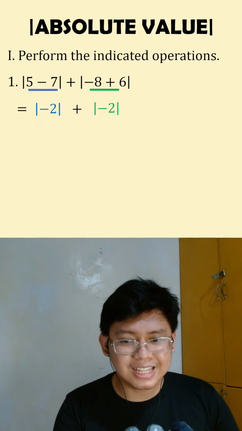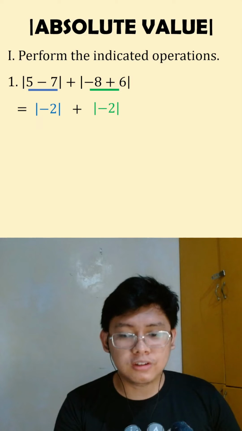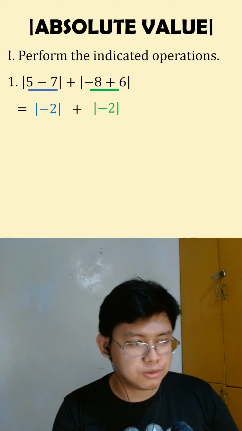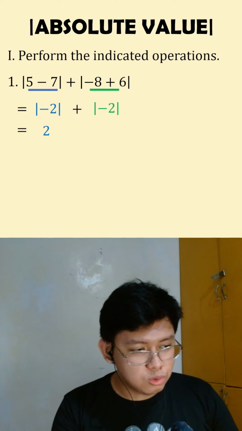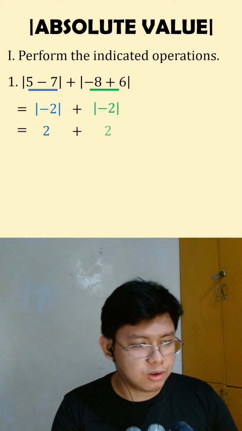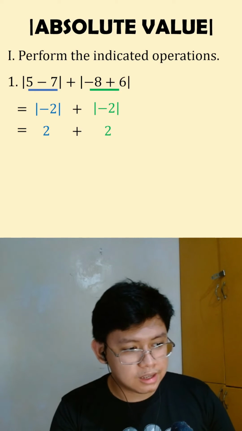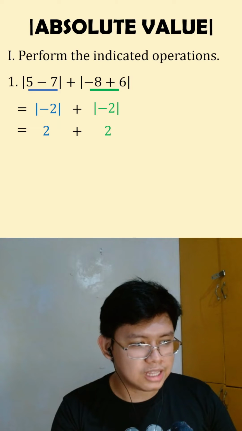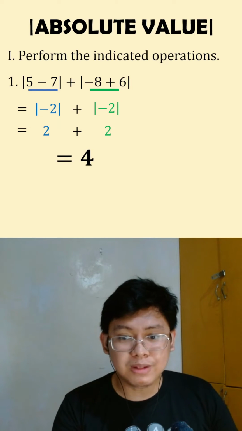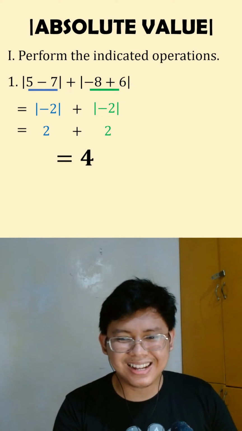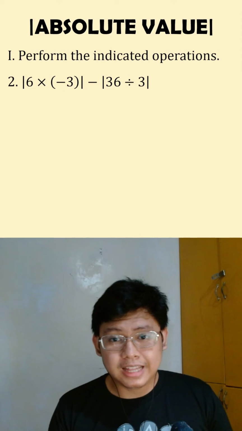Ang susunod nating step is for us to get the absolute value of negative 2. So, the absolute value will be 2 and the other one will also be 2. Now, let's add 2 plus 2. That is equal to 4. And that will be our final answer. Tada! Alright. Let's have the second item.